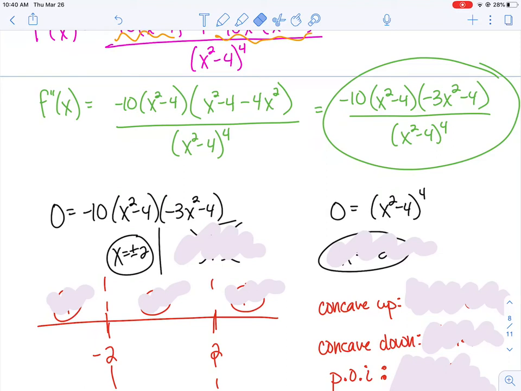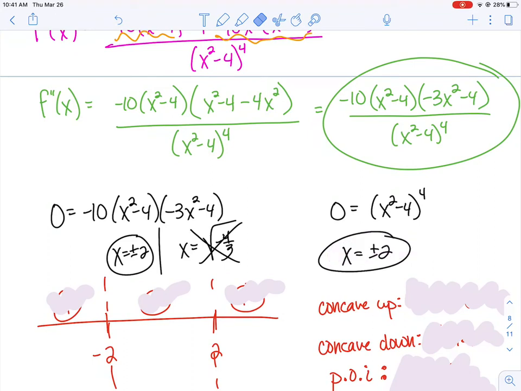Negative 10 equal to 0 kind of goes away, but when I set my x squared minus 4 equal to 0, I end up getting two possible points of inflection at positive and negative 2. When I set the negative 3x squared minus 4 equal to 0, I ended up square rooting a negative number, which are imaginary numbers, so we're not going to deal with that part.